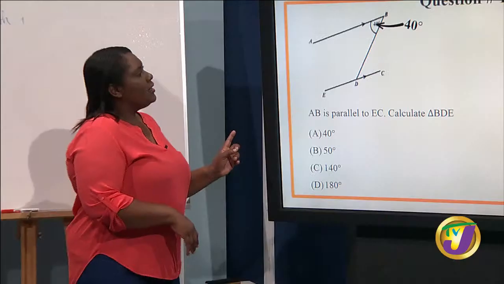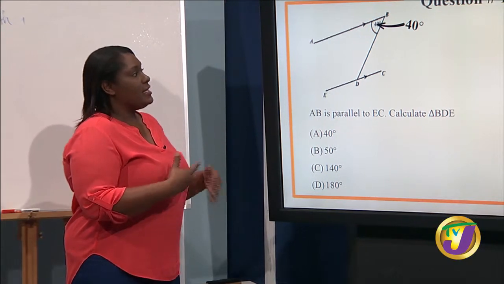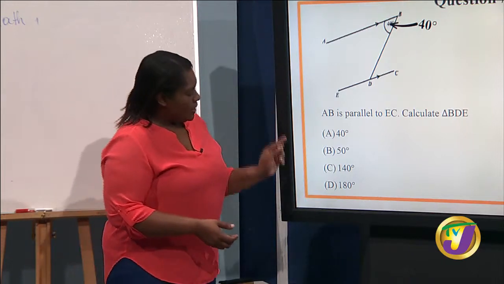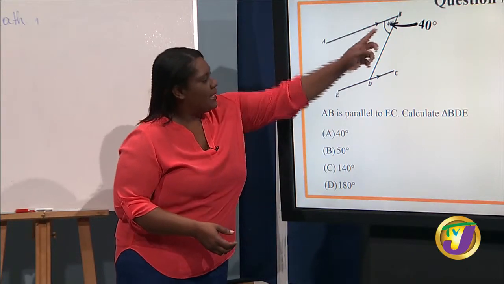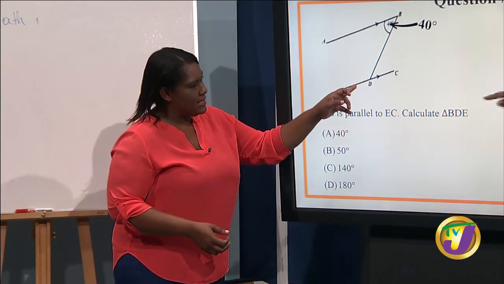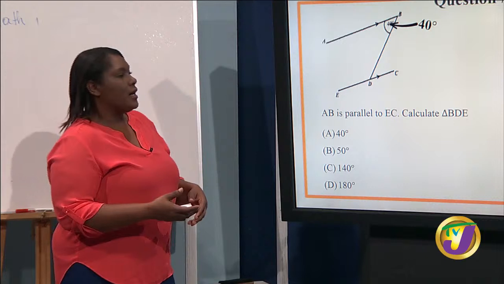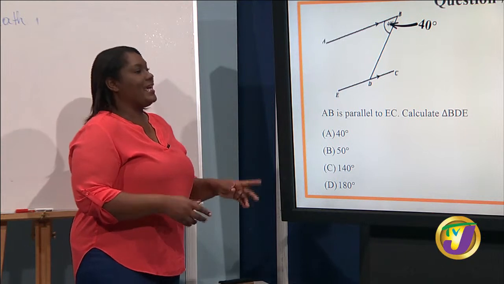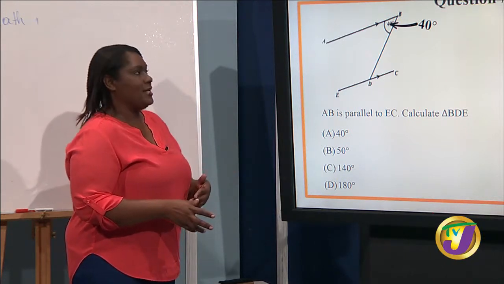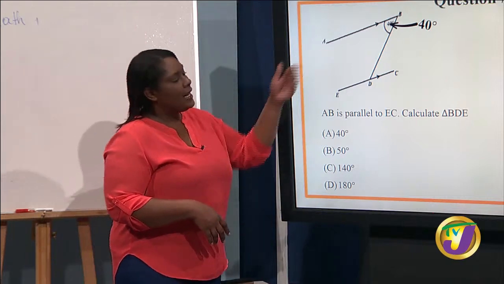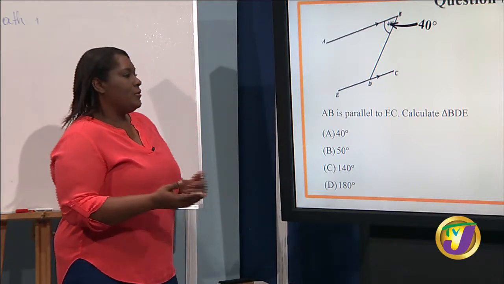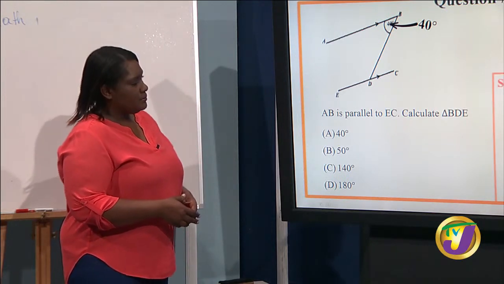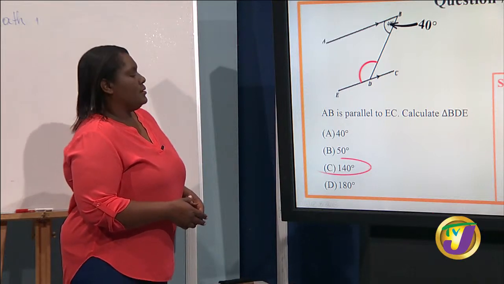So, are these angles at a point? Are they vertically opposite? Are they corresponding angles? And we are asked to find angle BDE, which would be this angle right here. And those two are co-interior angles, meaning they are supplementary, meaning they add up to 180 degrees. And if we know that one angle is already 40 degrees, then we can just carry out a simple subtraction. And our answer would have been 140 degrees.